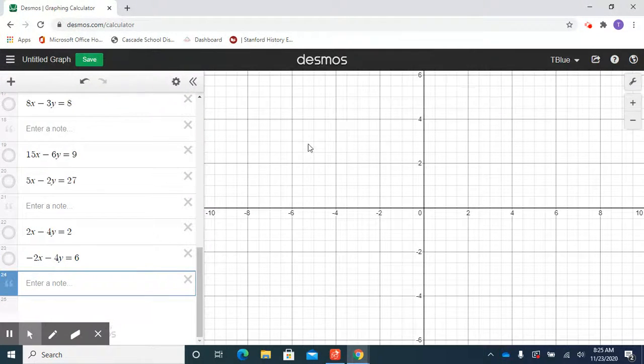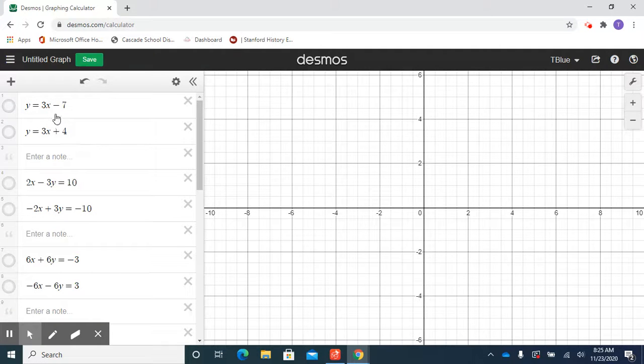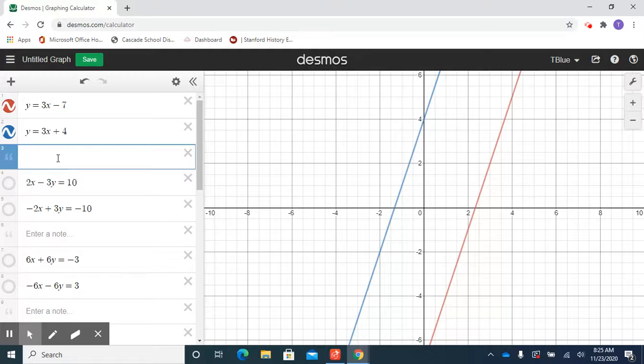So we'll look at Desmos. I've already put the equations in. Here are our two equations: y equals 3x minus 7, there's that line, and y equals 3x plus 4, there's that line. And it looks as though the lines are parallel. If the lines are parallel, they will never cross. So in the notes, I will put no solution. Part of what you're handing in is the URL from this Desmos calculator, where you have every linear equation, plus the answer.